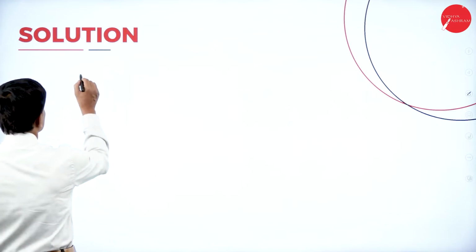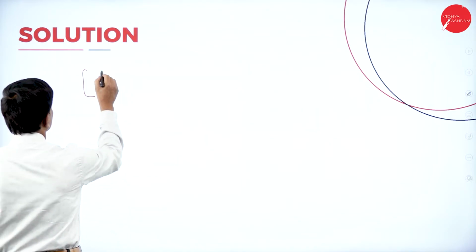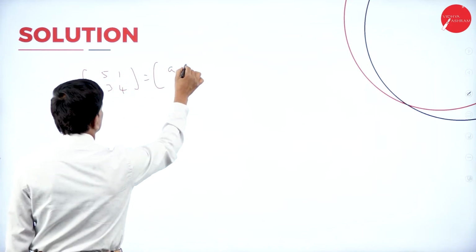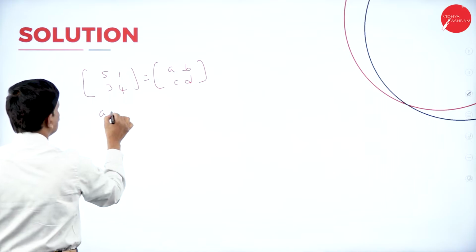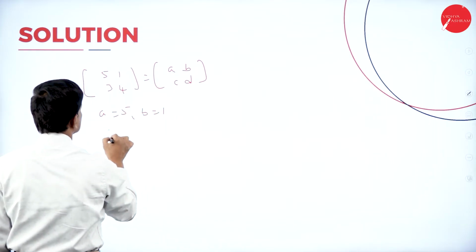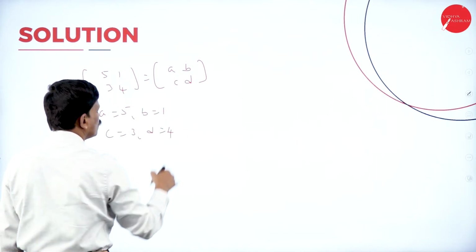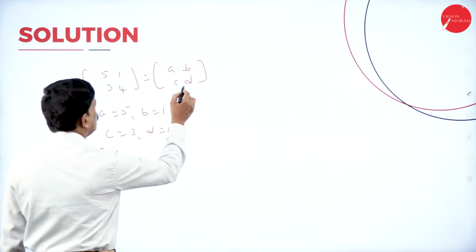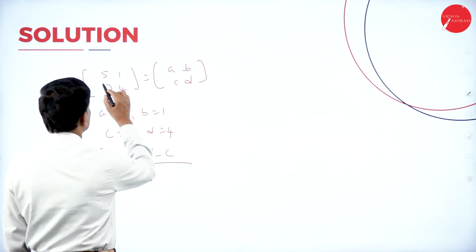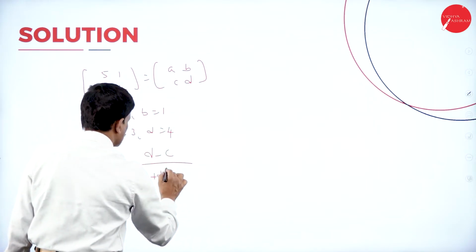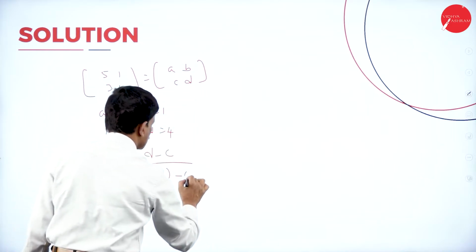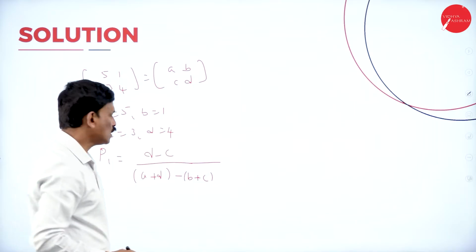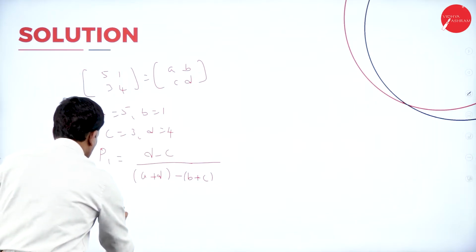I will solve here. What is given? This is the matrix given: 5, 1, 3, 4. So this is equal to A, B, C, D. What is A here? A is 5, B is 1, C is equal to 3, D is equal to 4. Now find out the value of P1. Now P1 is equal to D minus C divided by A plus D minus B plus C. This is the value of P1.